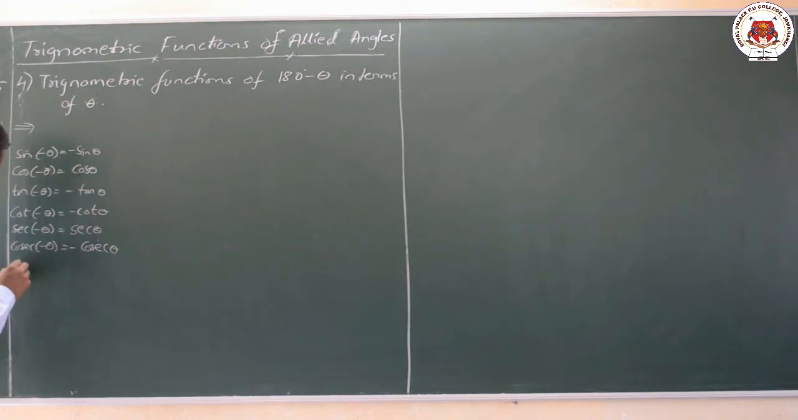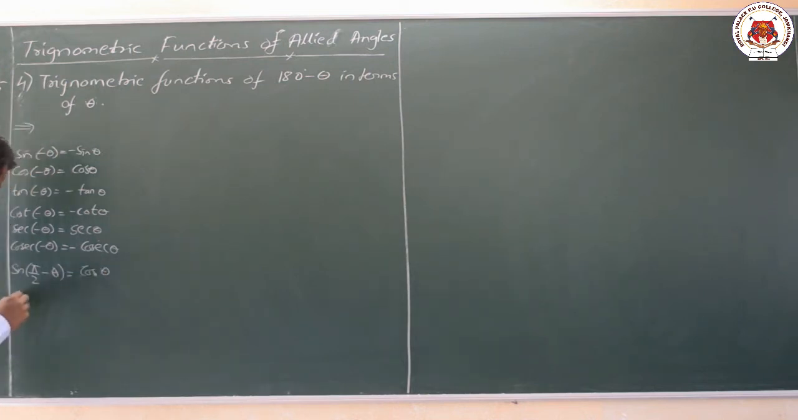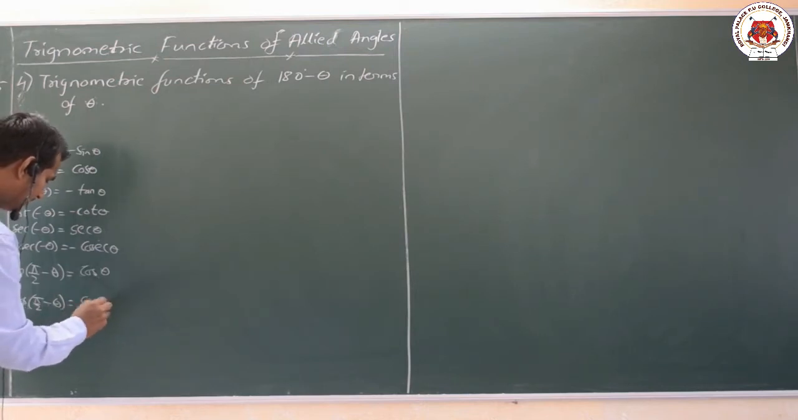Then afterwards we had learnt about sine of pi by 2 minus theta. It comes in the first quadrant. In the first quadrant all are positive, so sine changes to cos theta. Then cos of pi by 2 minus theta also comes in the first quadrant, where cos is positive, and cos becomes sine theta.